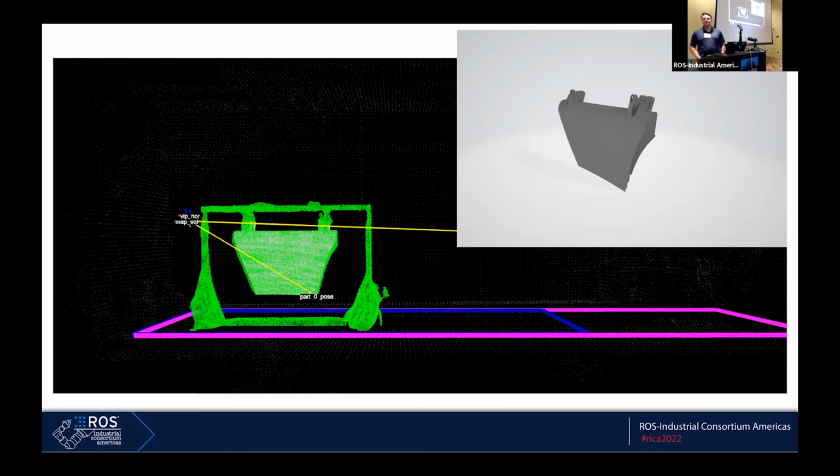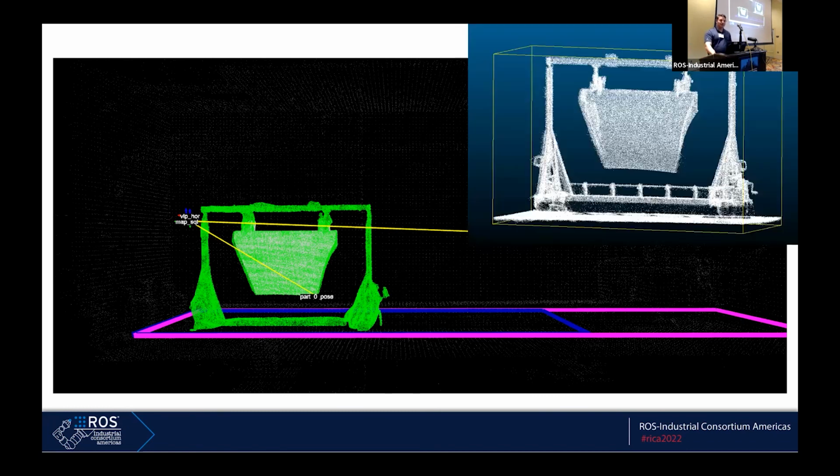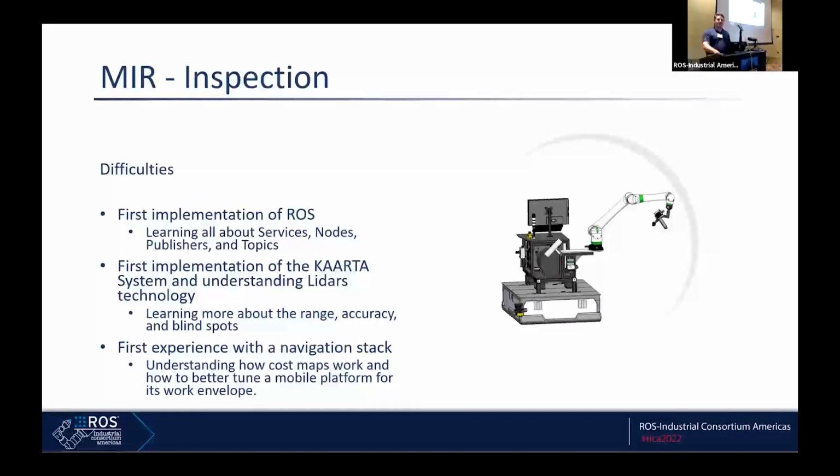Your earlier project. Well, coincidentally, it was actually a CRX-10. So it was a Fanuc, but it's a collaborative cobot, and we were not using ROS to do the motion on the cobot. Yes, sir.